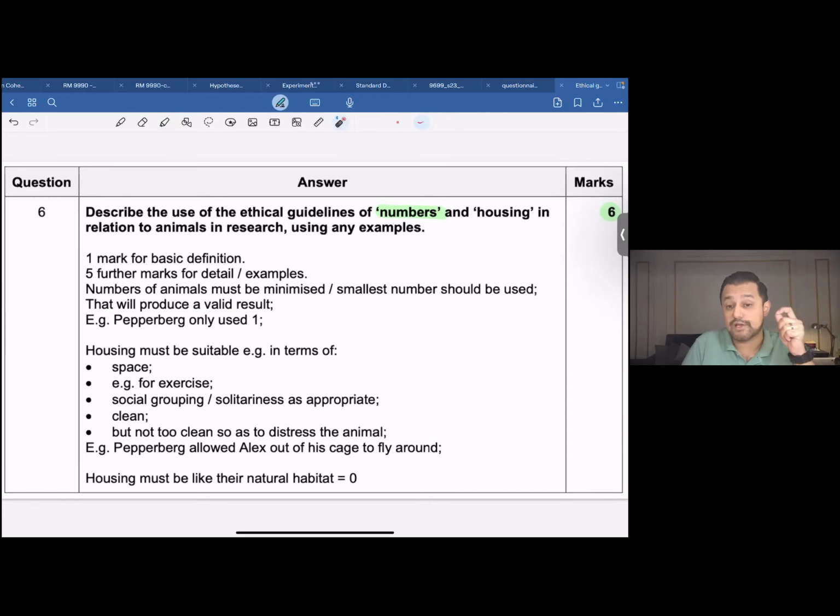Describe the use of the ethical guideline of numbers and housing in relation to animals in research using any examples. Again, it's a 6-mark question. You are asked to describe the use of ethical guidelines of numbers, that is, use minimum amount of animals, and housing conditions in relation to animals using any examples. So this was to show you that, yes, you do get a 6-mark question as well. Remember, this says use any examples. Now, the example that has been used over here was the study by Pepperberg. Remember, I had said this was a core study from the pre-2024 syllabus. But then again, you could use any example. You could make up an example of your own as well.